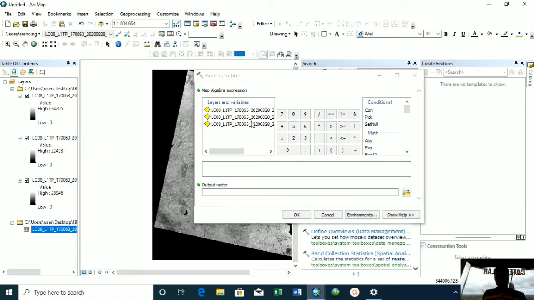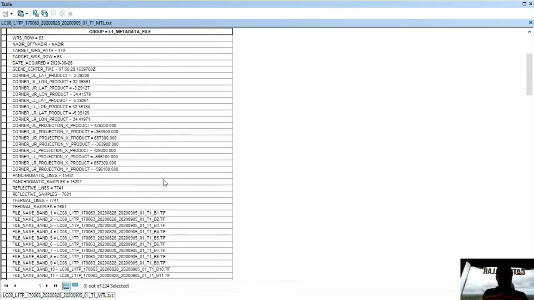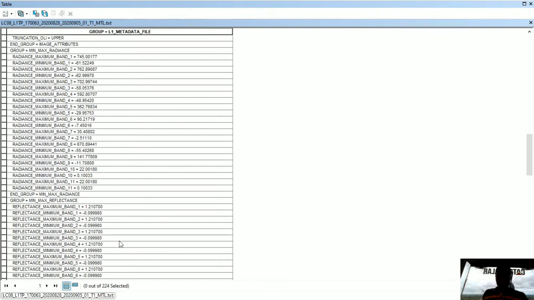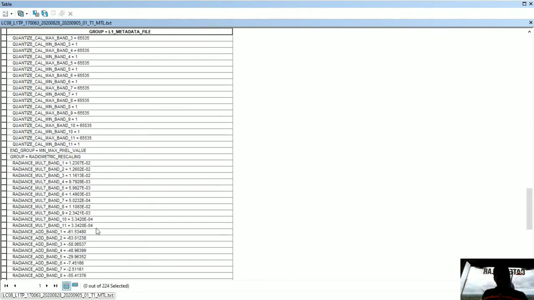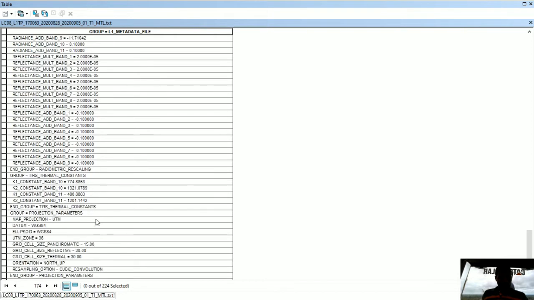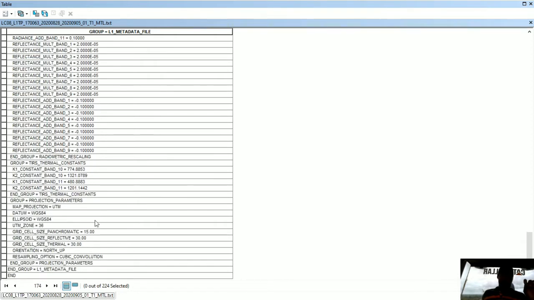If I open it, it contains a lot of information about your satellite, as you can see here. This is the radiance index numbers. This is very important, so we are going to use this one for band number 10, as you can see again. We also have this for band number 10. So all of this information is very important for your work. I will show you one by one. This is the calibration constants, K1 and K2.